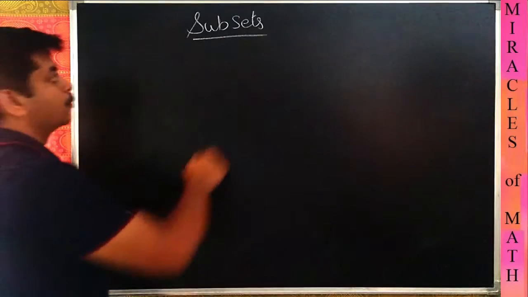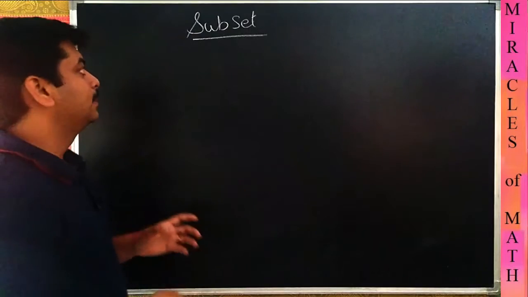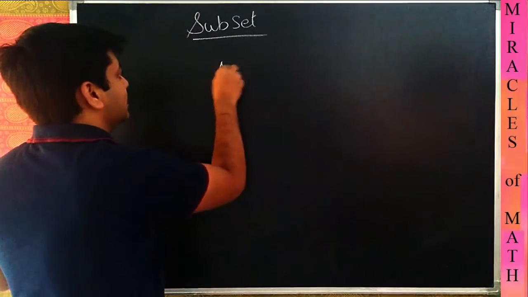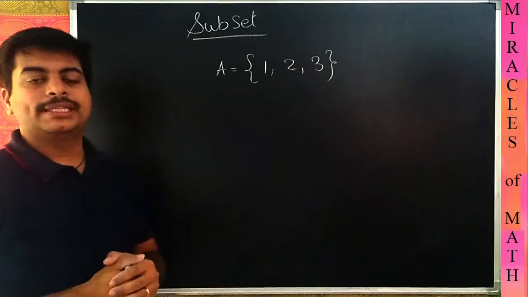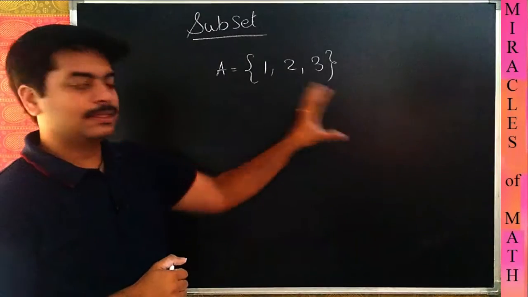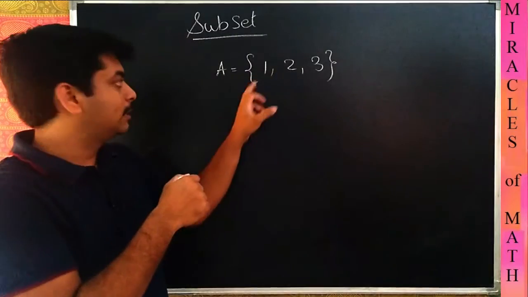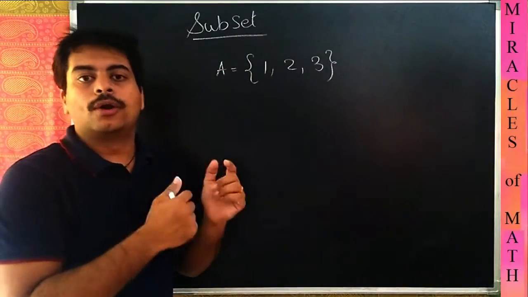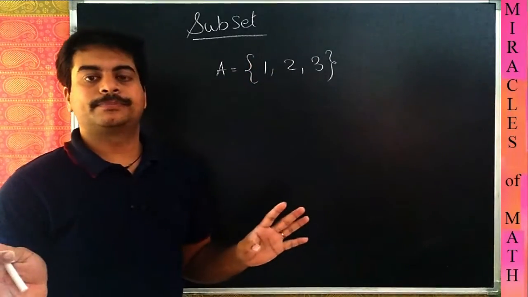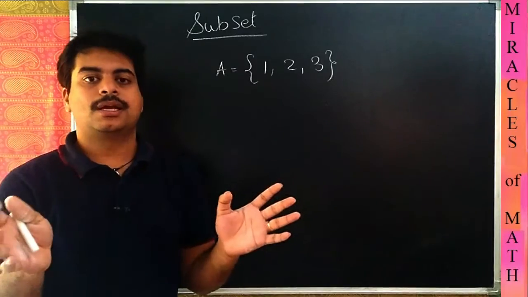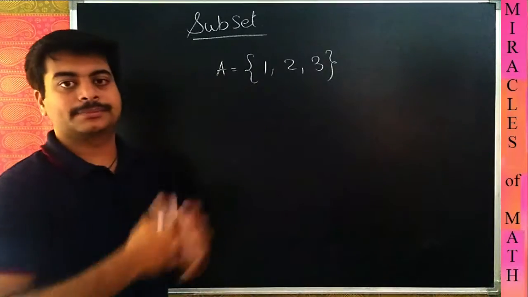What is a subset? Let us take one example and see what a subset is. Let us take A is equal to {1, 2, 3}. Now what I want to write is all the possibilities: selecting only one element from here, or only two elements, or all three elements, or no element, that means 0 elements. So I want to write all the possible ways of selecting items from this set.